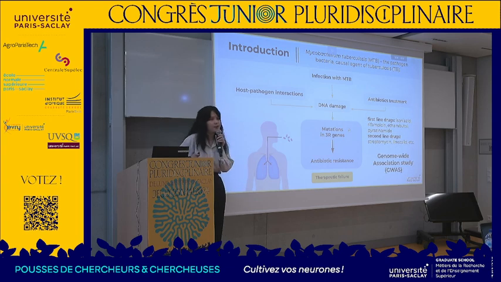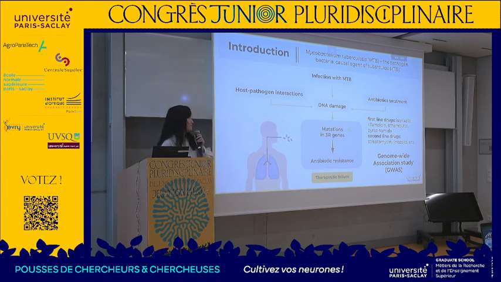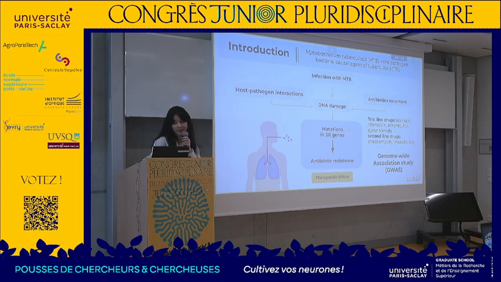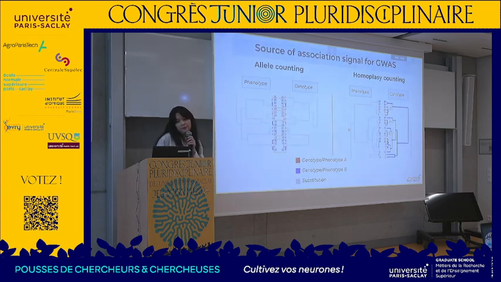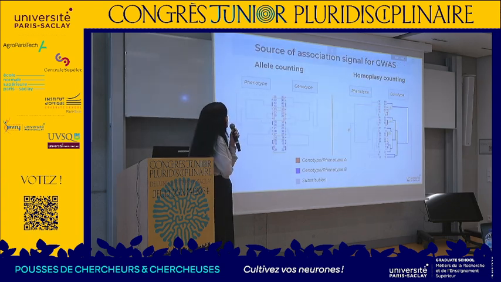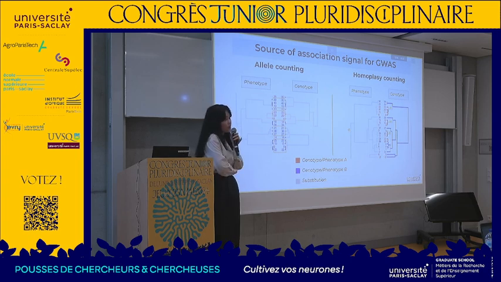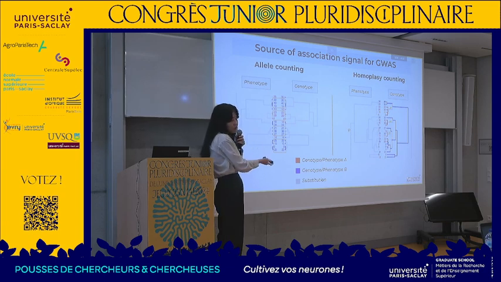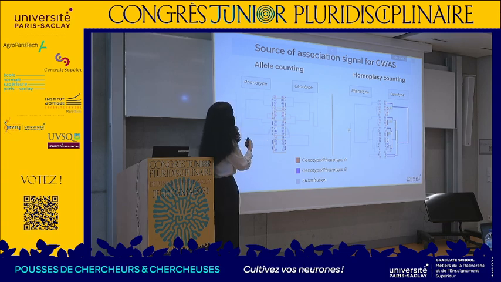Usually it is applied to the human system. However, novel science shows that it's possible to also apply it to bacteria. So the GWAS can be divided by the source of association into allele counting, the most classical one, the one you would see when you study a human disease, such as cancer or Alzheimer's. This is the main one. It doesn't take into account the evolution of the human or any organism of interest.